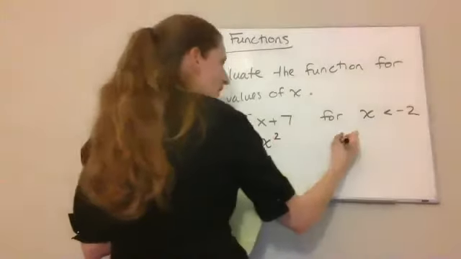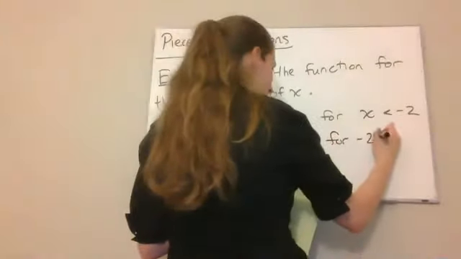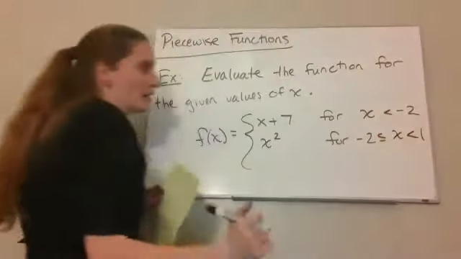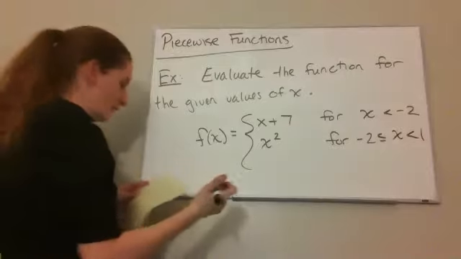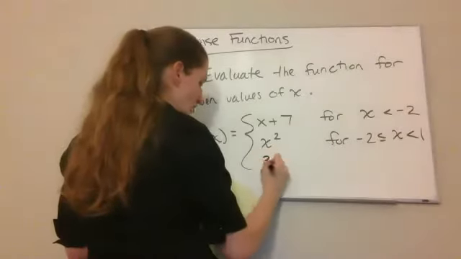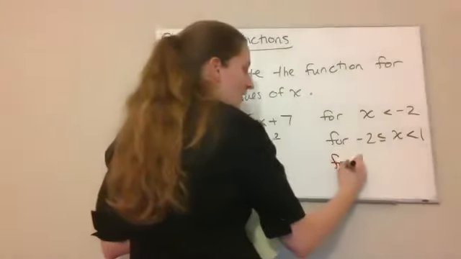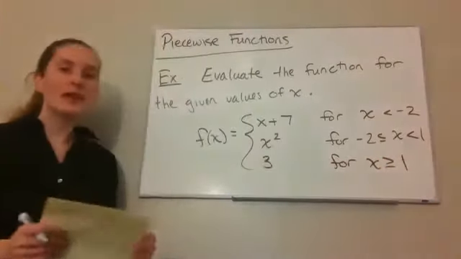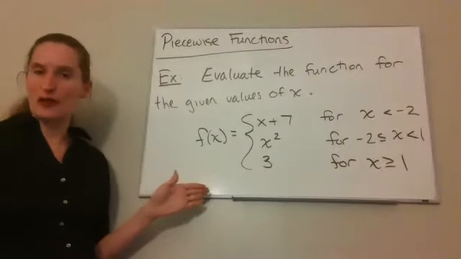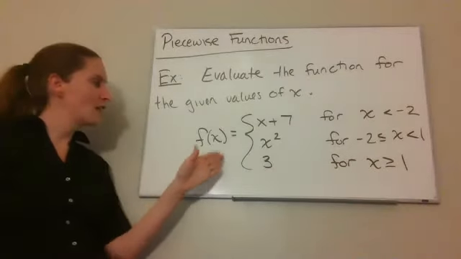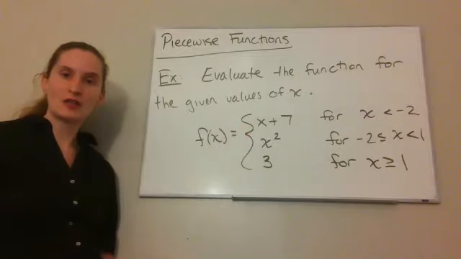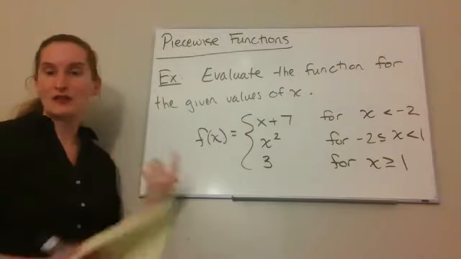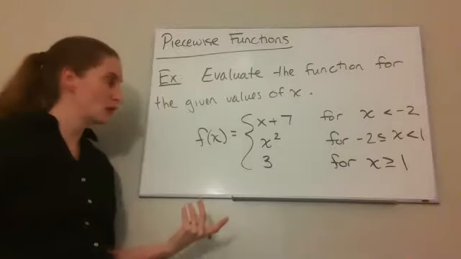X squared for x that are between -2 and 1, including -2 but not including 1, or my function is equal to 3 when x is greater than or equal to 1. So piecewise functions look a little strange when you look at this. It's giving us 3 different rules for this particular function. It depends on what your value of x is to determine which type of rule you're going to use.